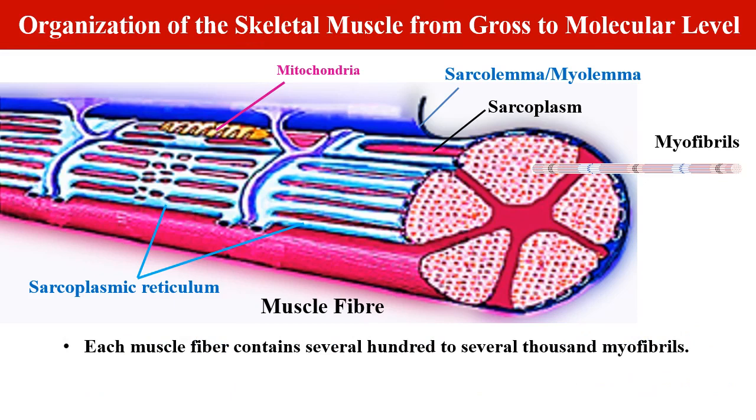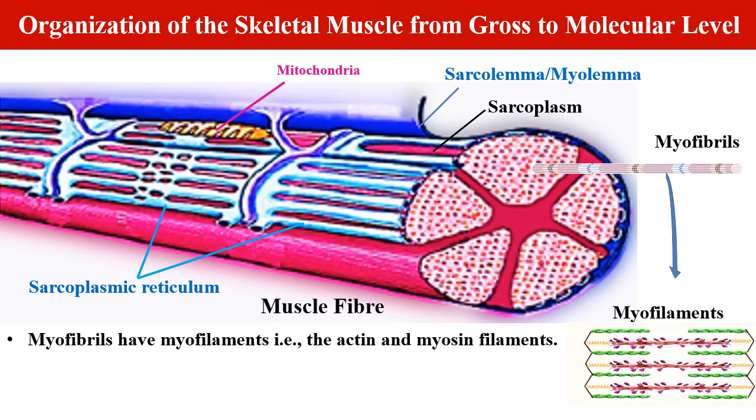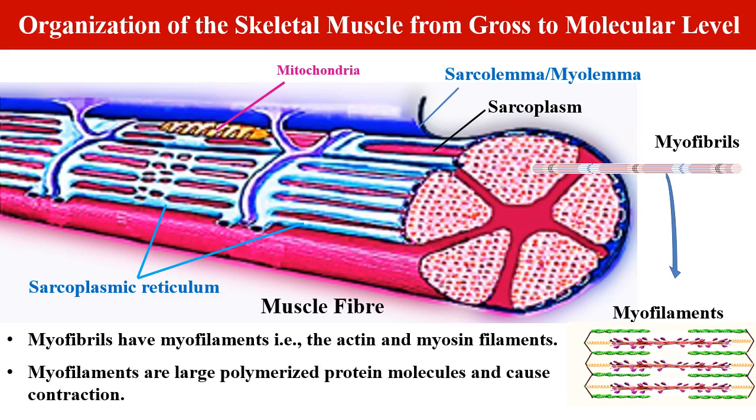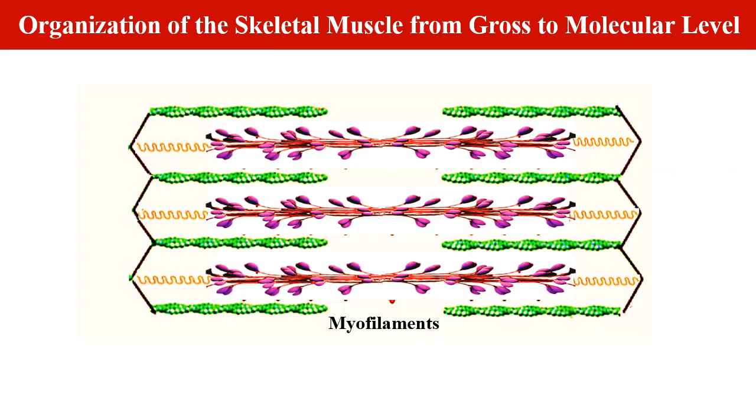Each muscle fiber contains several hundred to several thousand myofibrils. The myofibrils have myofilaments. There are two types of myofilaments, that is the actin and myosin filaments. Myofilaments are large polymerized protein molecules and cause contraction. Let's discuss myofilaments in detail.